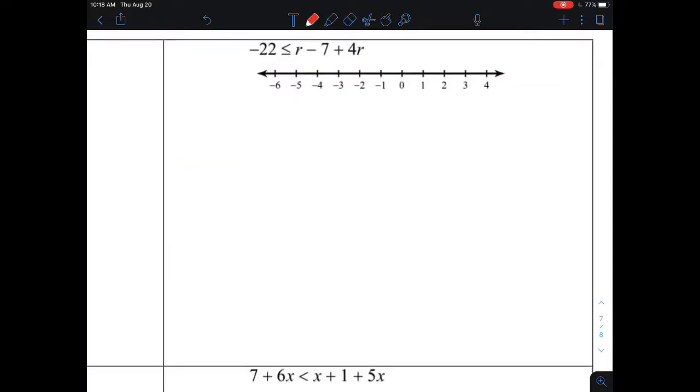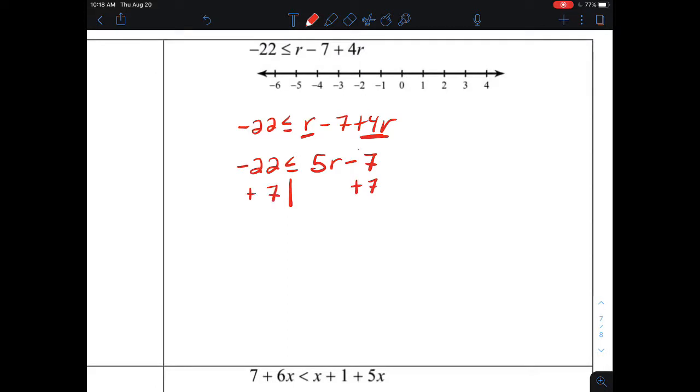This problem here, negative 22 less than or equal to r minus 7 plus 4r. You start by looking to combine like terms. I can put the r and the 4r's together on the right-hand side, which is going to give me 5r minus 7 on the right. Then we'll start the isolation process. So I'm going to add 7 to the other side, which is going to take it off the right. And that's going to give negative 22 plus 7 is negative 15, less than or equal to 5 times r.